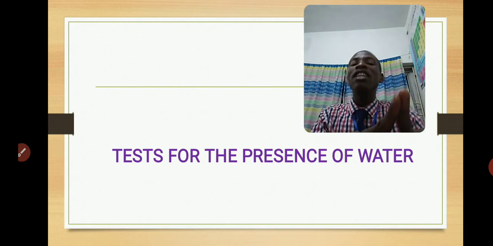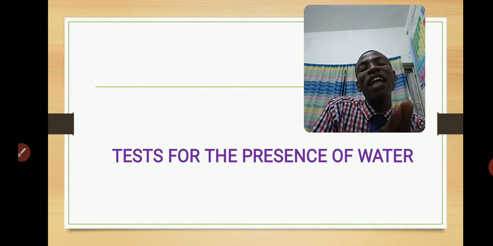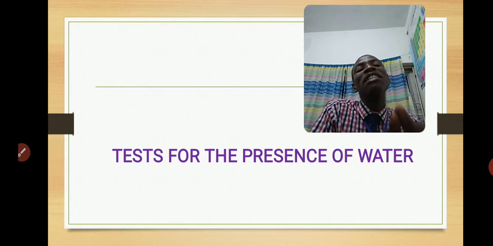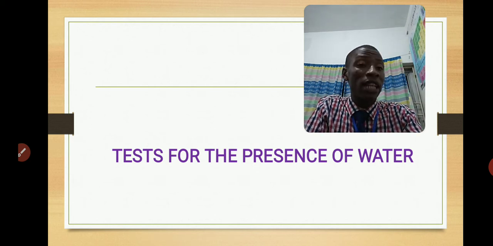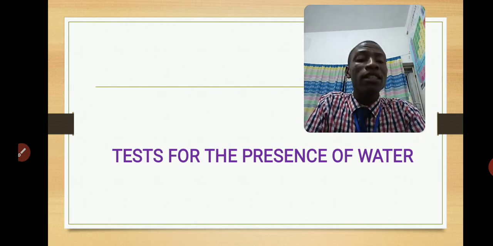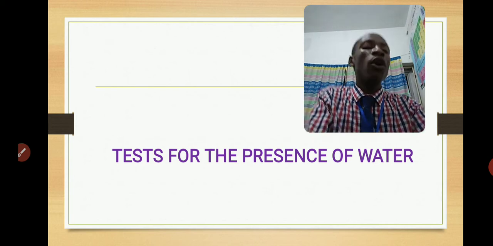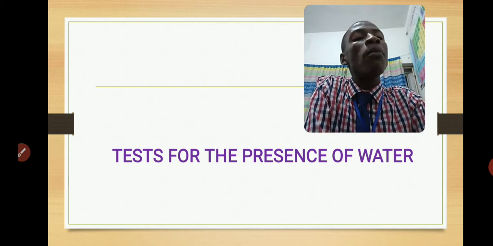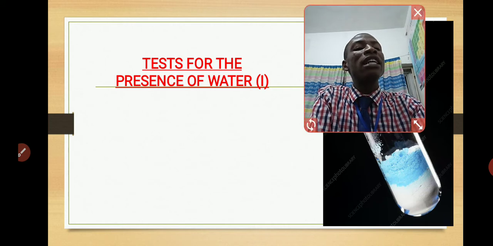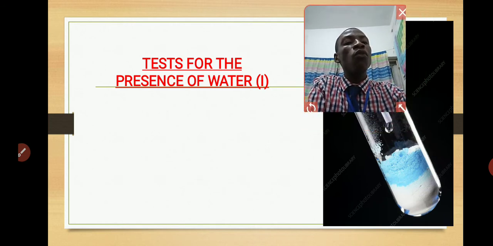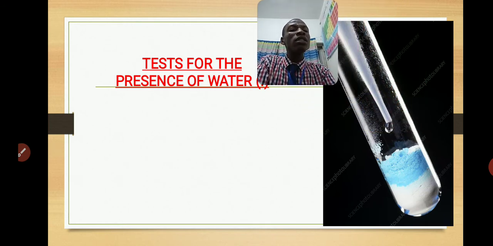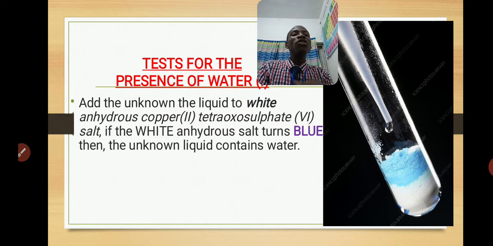Now pay attention. This is not testing whether a substance is water. We are testing whether a substance contains water. That is, wherever water is, this kind of reaction will always occur. The most common compound that is used for testing for the presence of water is called anhydrous copper(II) tetraoxosulfate(VI).